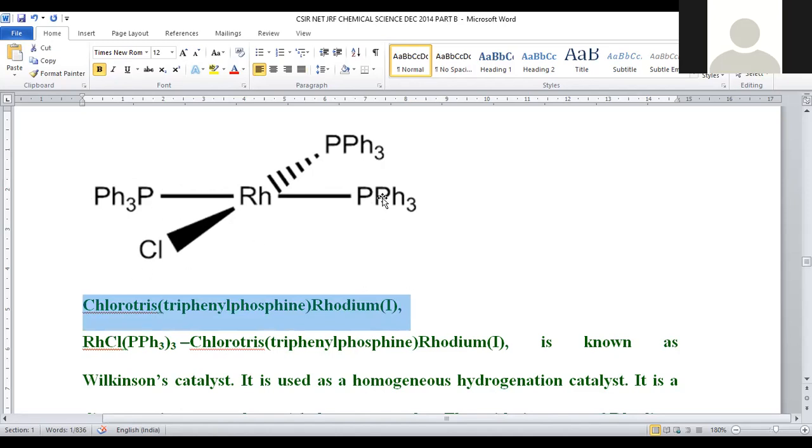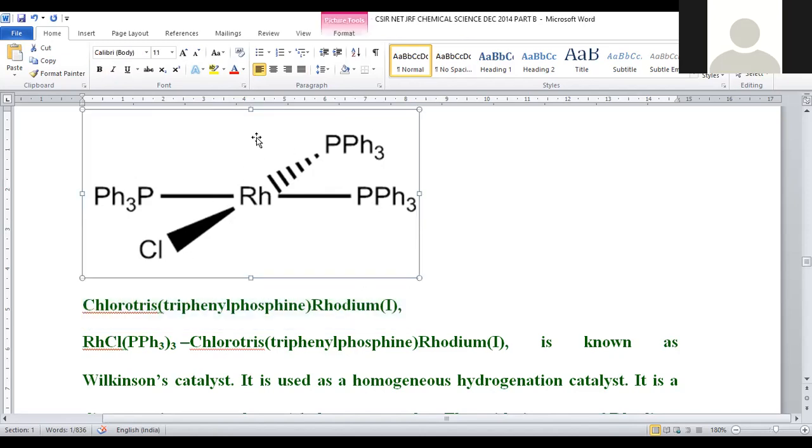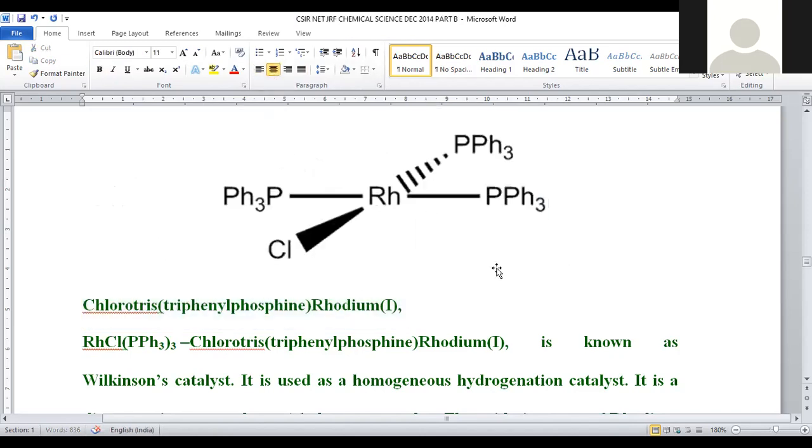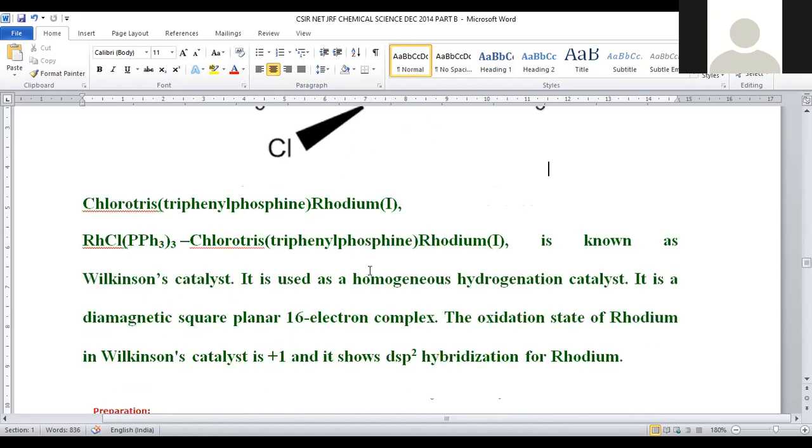And what will be the geometry of the molecule? It will be square planar. In order to attain the square planar geometry, what will be the hybridization for the molecule? dsp2 hybridization will be imparted. One d orbital, one s orbital, two p orbitals will be participating in the hybridization process. dsp2, and chlorotris(triphenylphosphine)rhodium(I) is the IUPAC name of the compound. And the square planar complex geometry will be imparted.